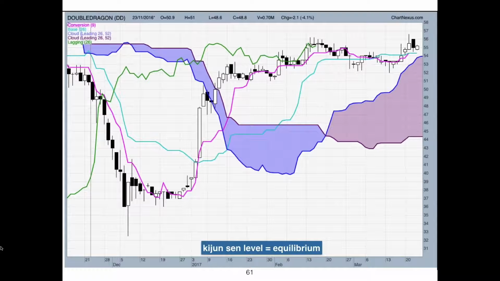Now, when price enters into consolidation, the Kijun-sen becomes flat. A flat Kijun-sen shows low volatility over the past 26 periods. When the Kijun-sen is a flat line, it acts as a price magnet. Therefore, price would tend to come back to a flat Kijun-sen line.